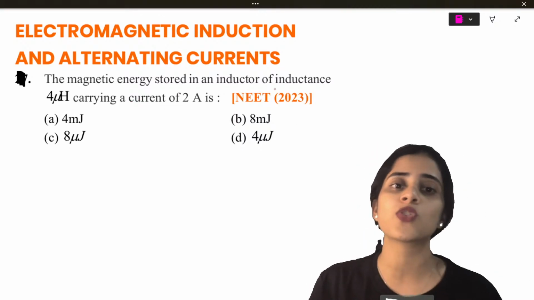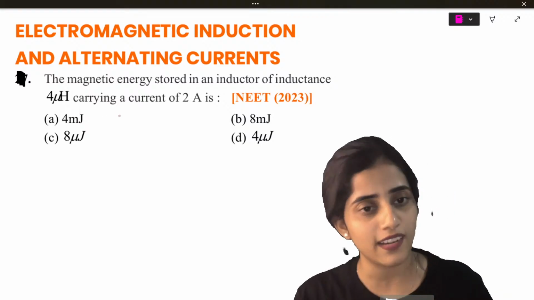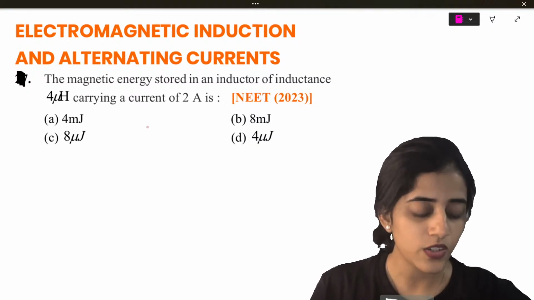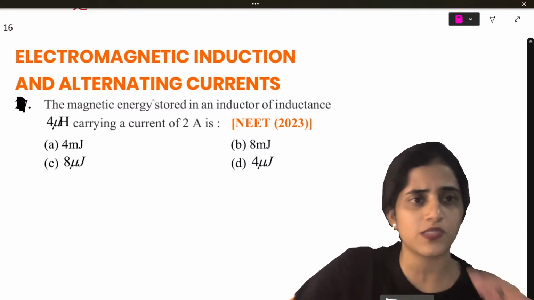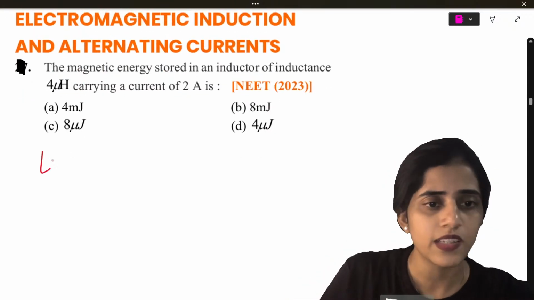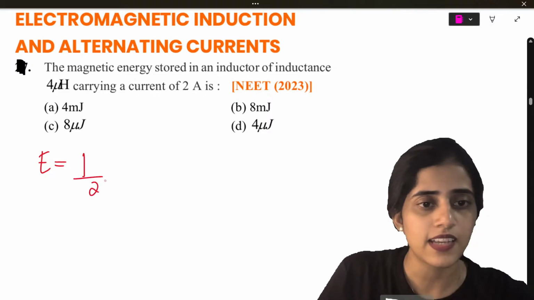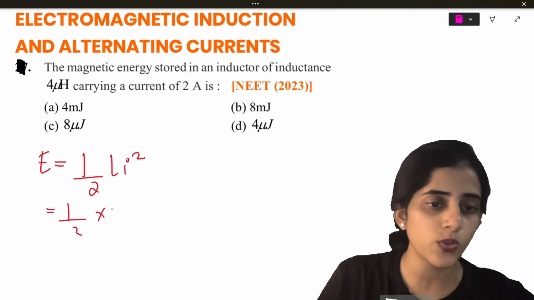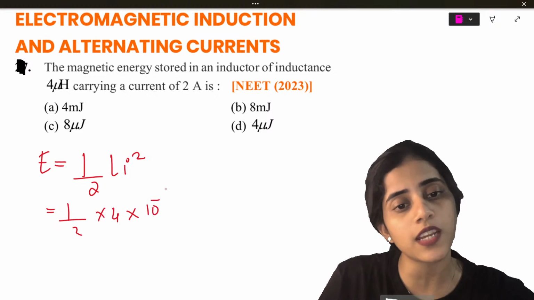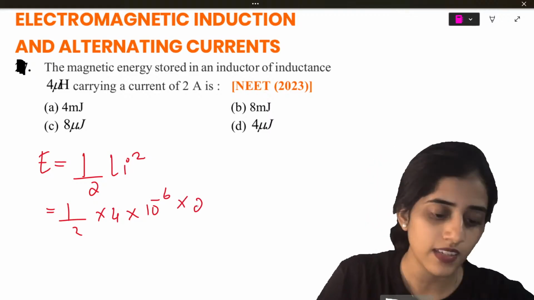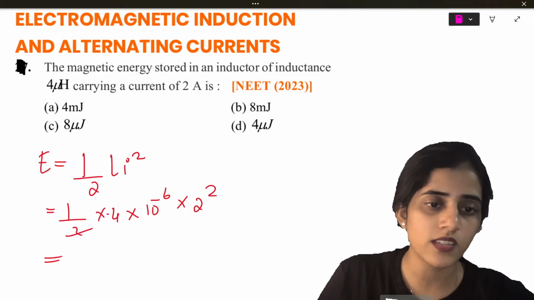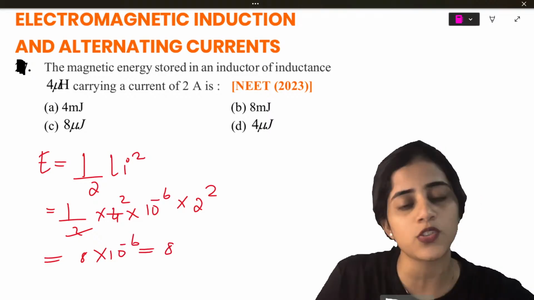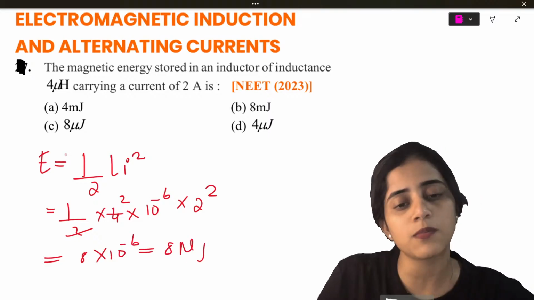The magnetic energy stored in an inductor of inductance 4 microhenry carrying a current of 2 amps is. Straightforward, easy question. How will you do it? What is the energy? Half L I square. So I substitute 1 by 2 into 4 micro, so 4 into 10 raised to minus 6, into what is the current? 2 amps. So 2 square is 4. 4 twos are 8. 8 into 10 raised to minus 6.